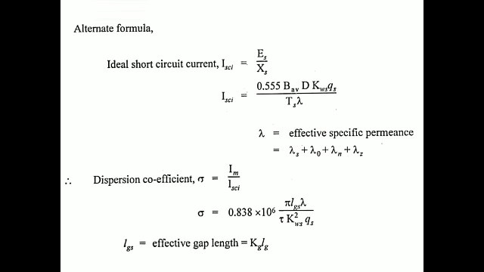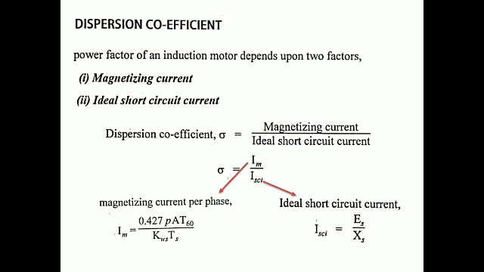Sorry, this is the depreciation coefficient. Here this is the value of the induction motor which depends on the power factor. The power factor of the induction motor depends on two factors. The two factors are nothing but the magnetizing current and the ideal short circuit current. These two things were discussed in the previous sessions. The magnetizing current is Im, the short circuit current is Isc. From these two things, we can decide the power factor value. So this coefficient deals with this.